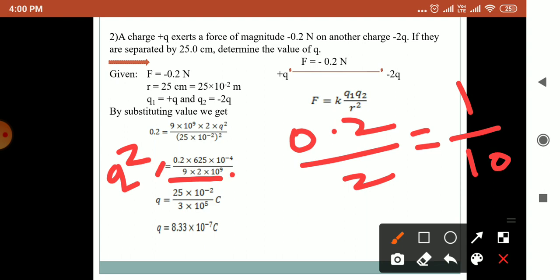Then this 1 upon 10 will give 10 raised to the power 10. 10 raised to 9 plus this 10 will be 10 raised to 10. Then this 625 is the square of 25, and 9 is the square of 3.